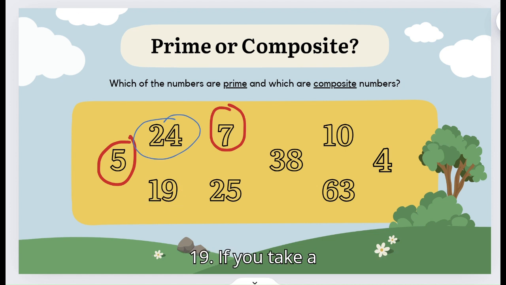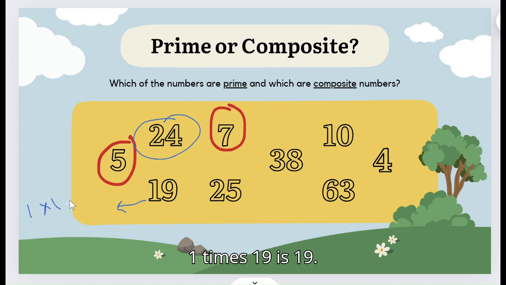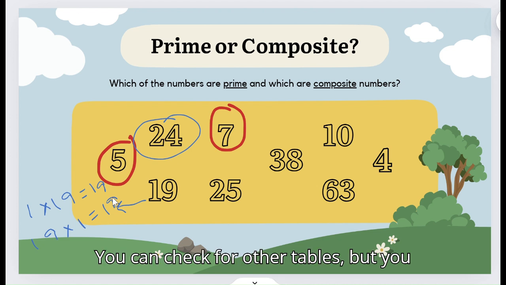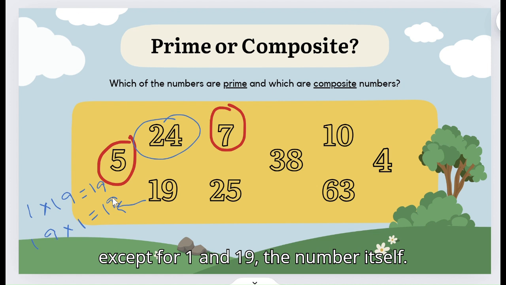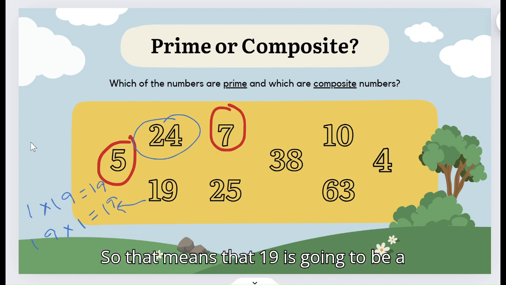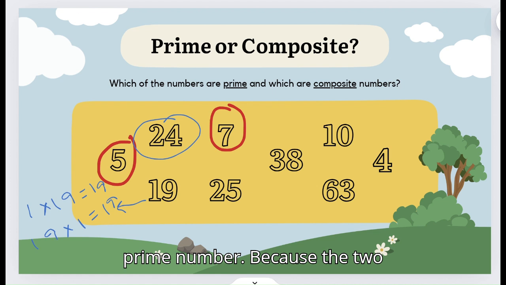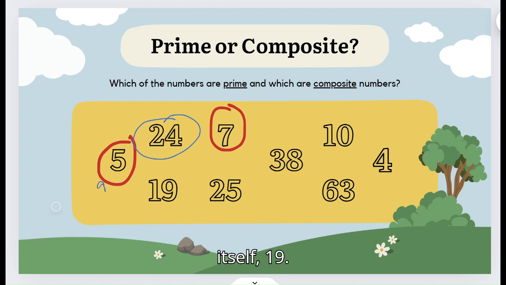Now 19. If you take a look at the factors of 19, we see that 1 times 19 is 19, and 19 times 1 is 19. You can check for other tables, but you won't find 19 in any other times table except for 1 and 19, the number itself. So that means that 19 is going to be a prime number, because the two factors it has are 1 and the number itself, 19.